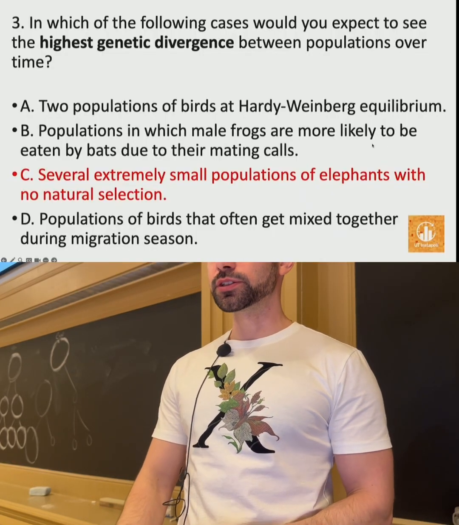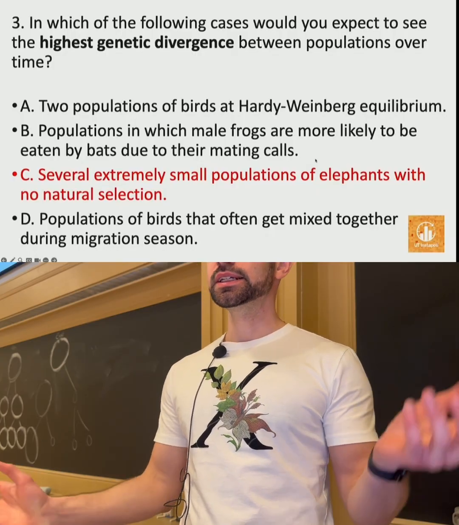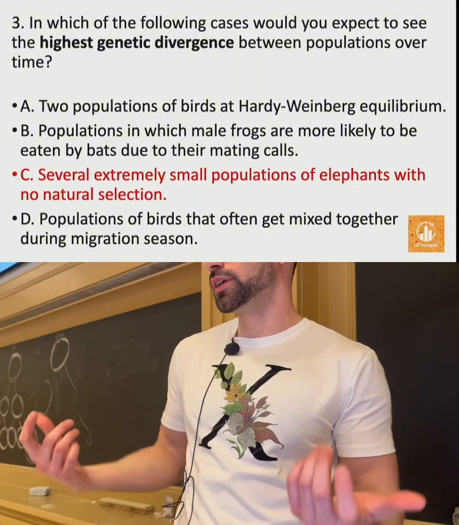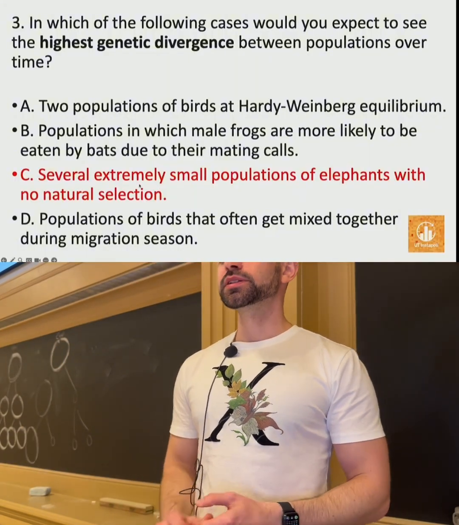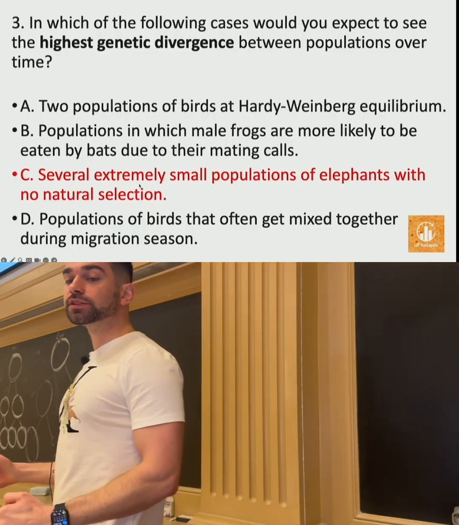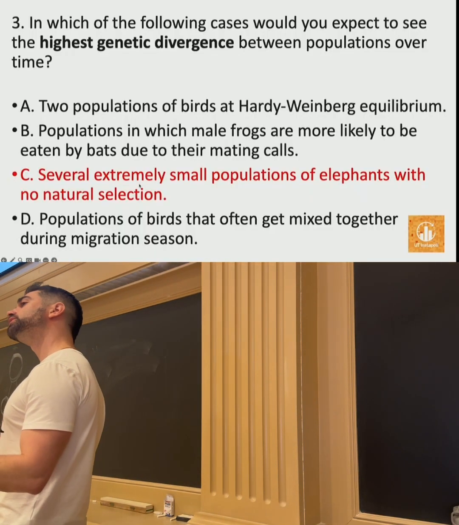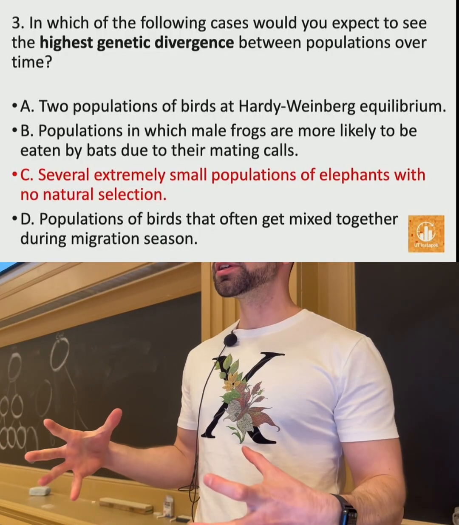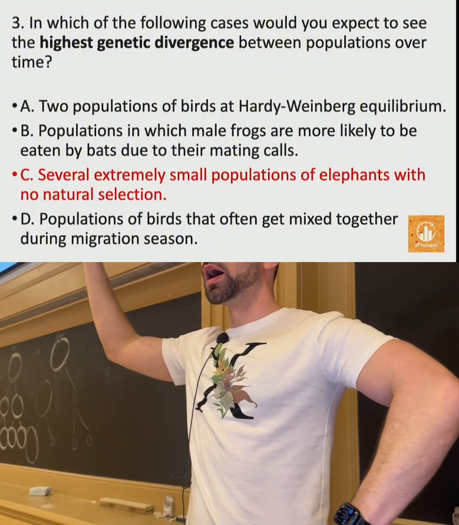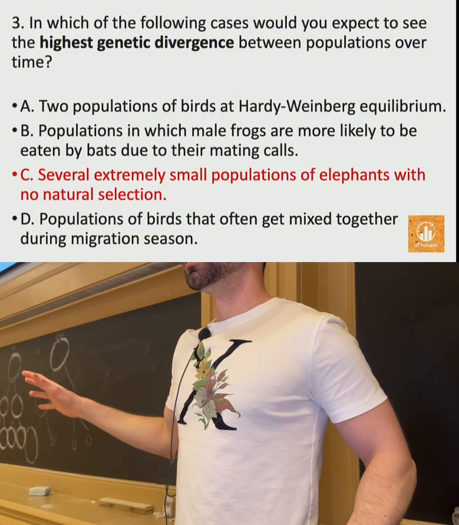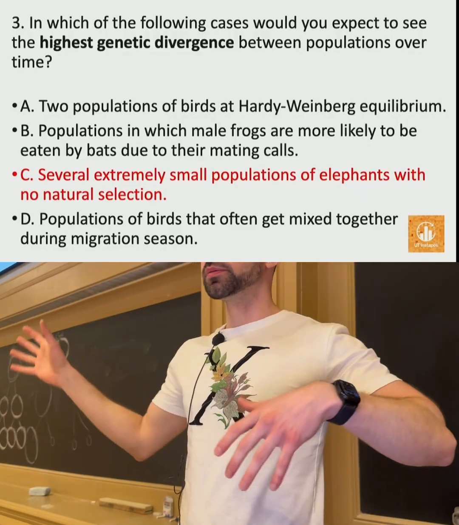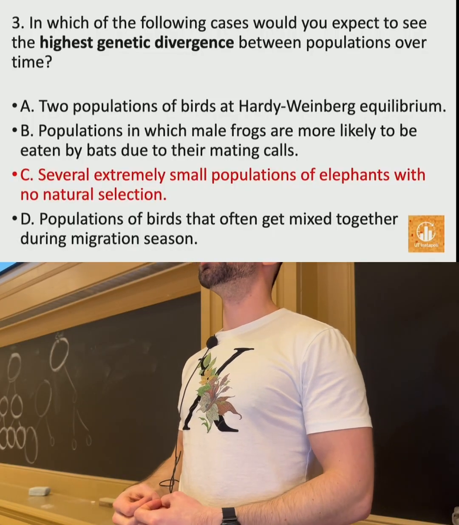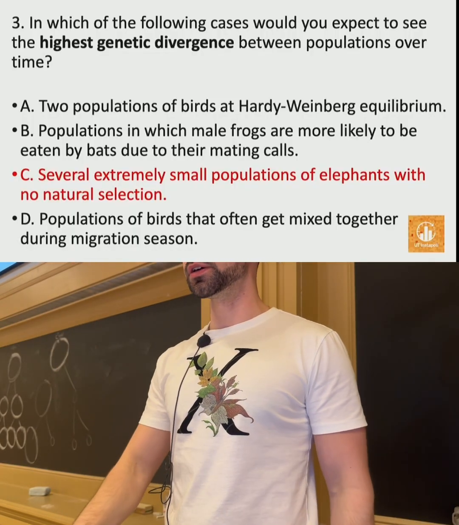Populations in which male frogs are more likely to be eaten by bats through their mating calls, that might be the case, but if the populations are the same in this regard, then what's driving this difference? But several extremely small populations of elephants with no natural selection. I put this here to be a little tricky, but keyword: extremely small populations of elephants are going to diverge from each other. Why? Not because of selection, not because someone's out there killing different elephants depending on what size they are. It's just because they have a small population, so the effects of drift take over.